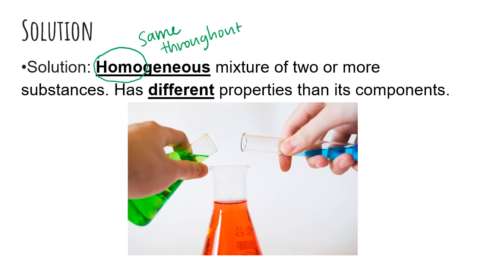An example of a solution you can think of is salt water. If you have salt all by itself, that's going to be different than water all by itself. But when you combine them together to make a solution, salt water, that also has different properties. You're not going to be able to see individual pieces of salt. It's all dissolved throughout, and so it's a homogeneous mixture.